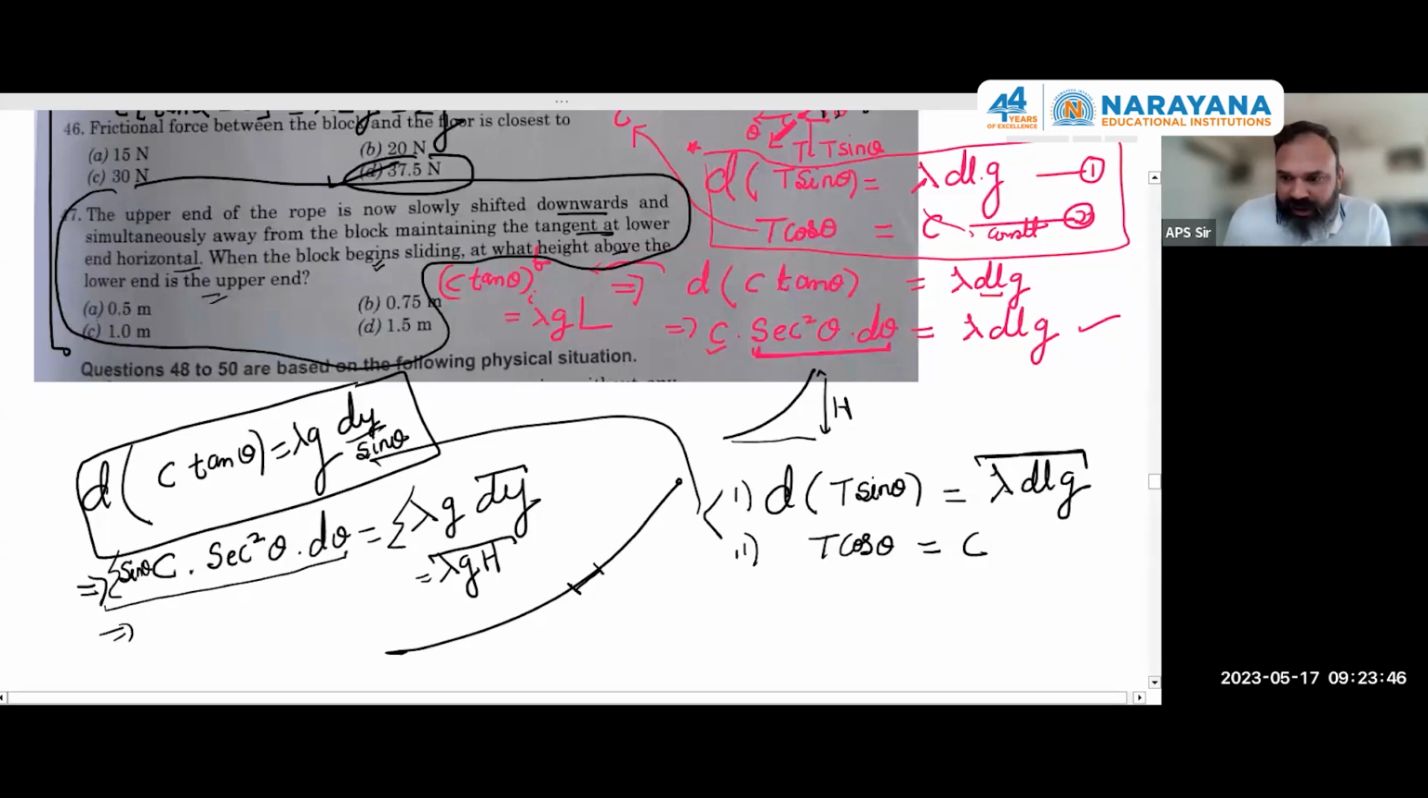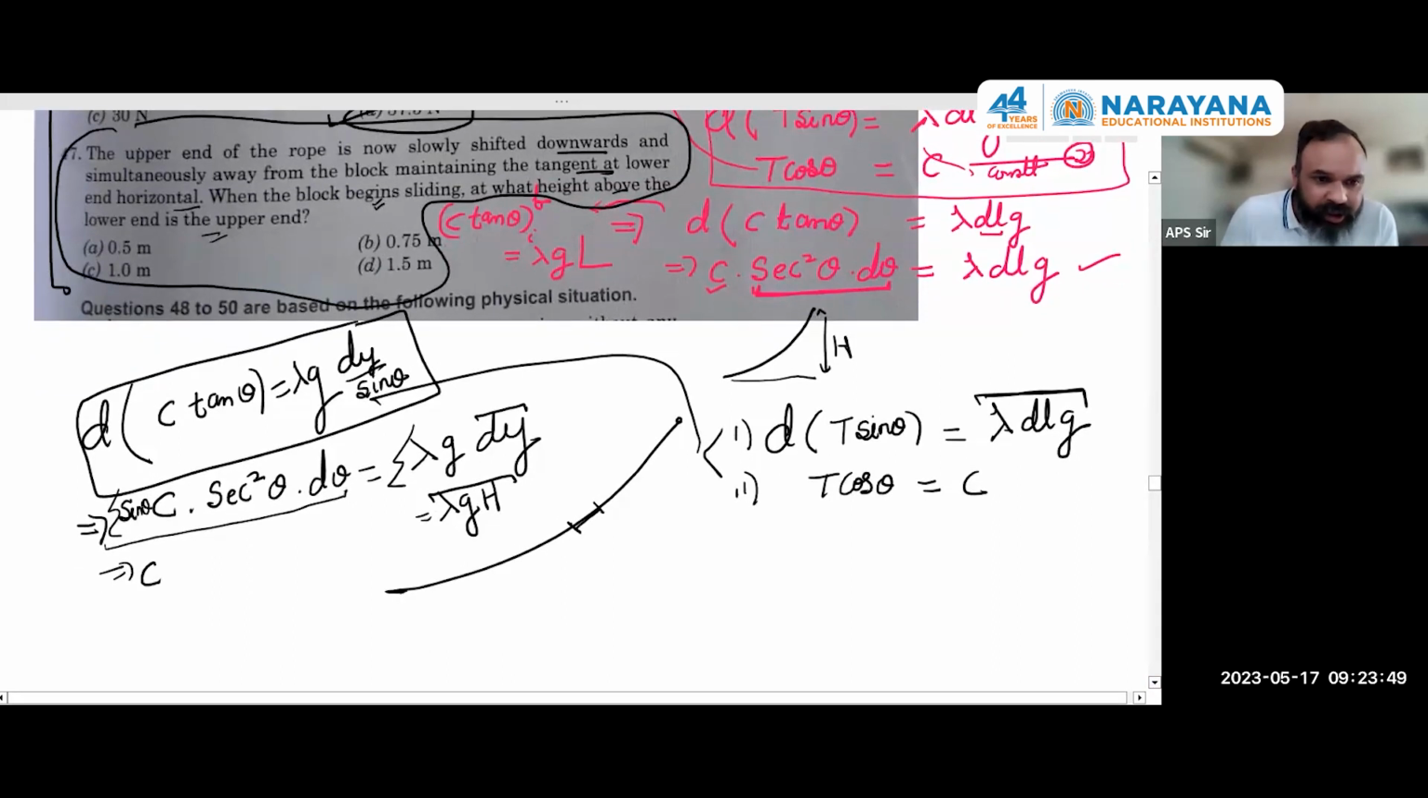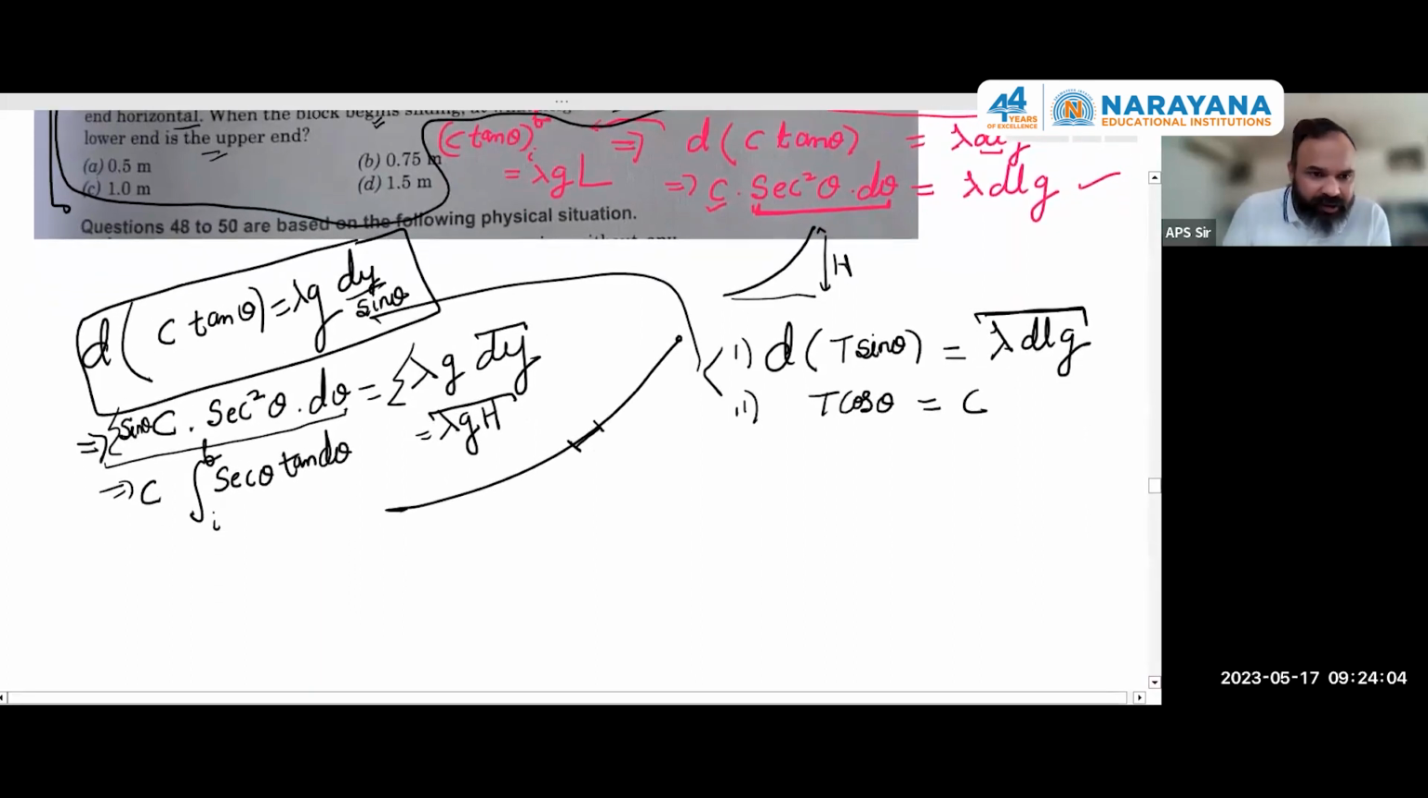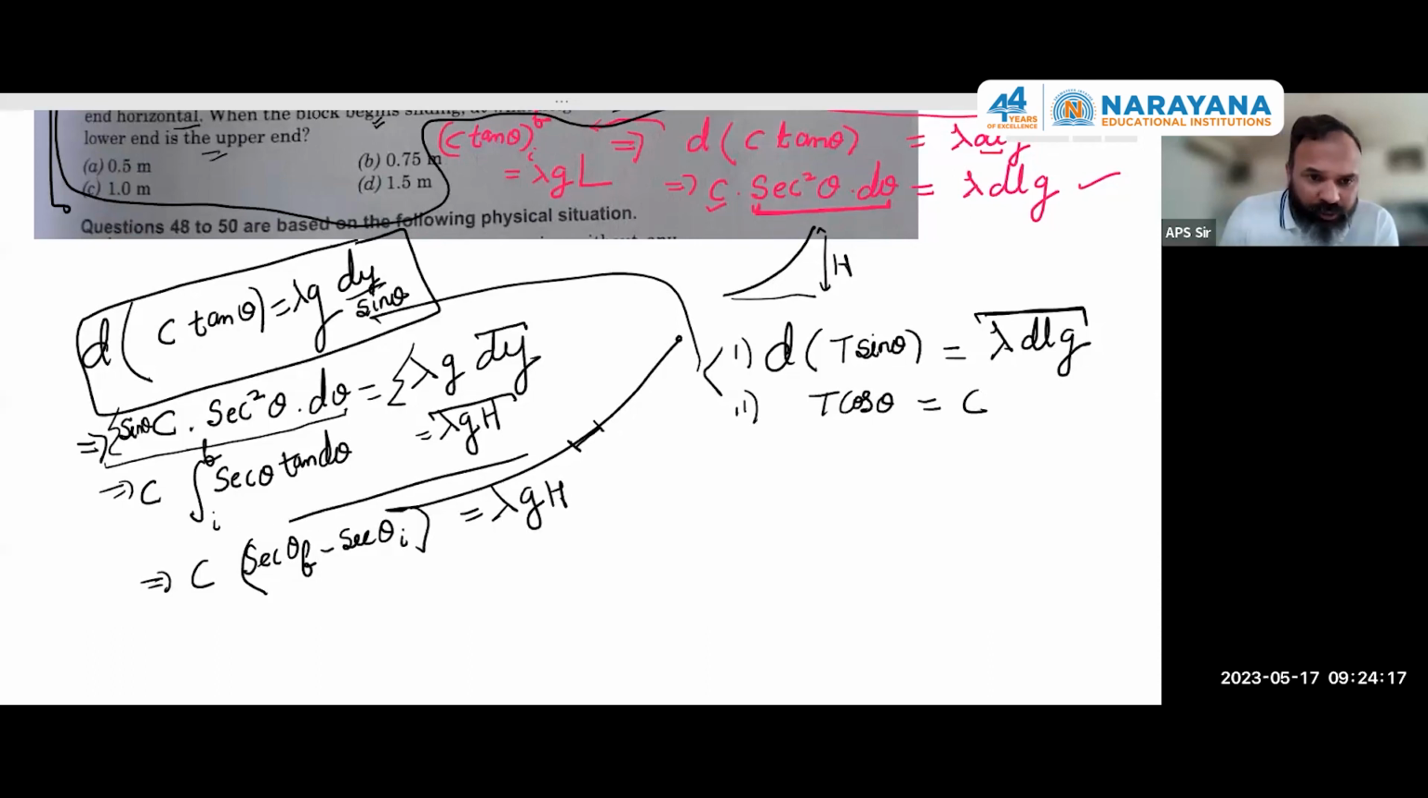And now just observe what these terms are equal to. C, the constant, is known to you. It is the integral of what? It is sine theta secant square theta d theta, so secant theta tan theta d theta from initial to final. And you understand it is straightforward. C times secant is secant tan. So secant theta final minus secant theta initial will give me lambda g h for the rope. And C is the horizontal component, so maybe the limiting friction in the problem.